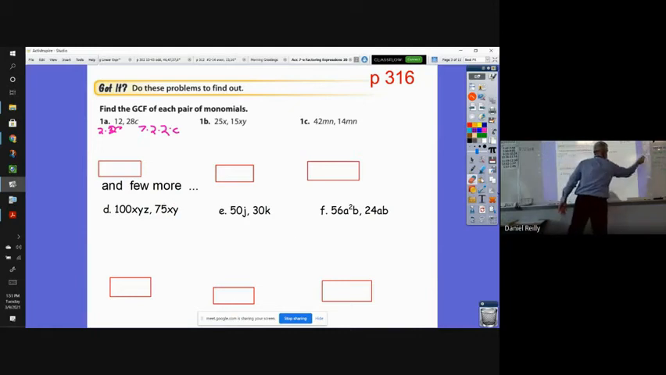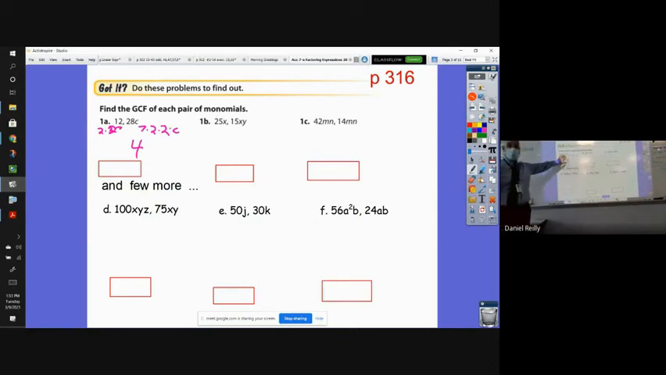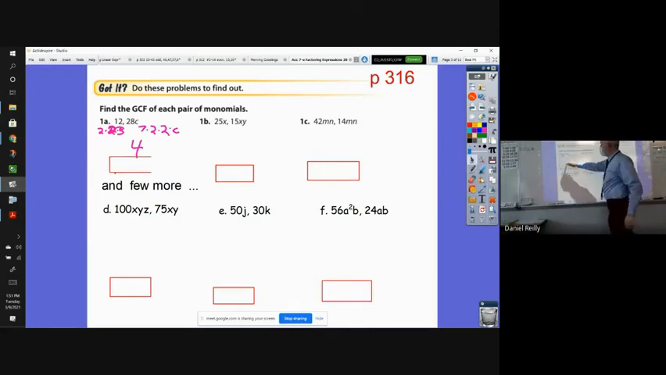I personally just say 12 and 28, the biggest number that goes into both of those is 4. So you can multiply it by 3 and you can multiply it by 7. So the greatest common factor of these two is 4. Don't add, no, multiply. So 2 times 2.